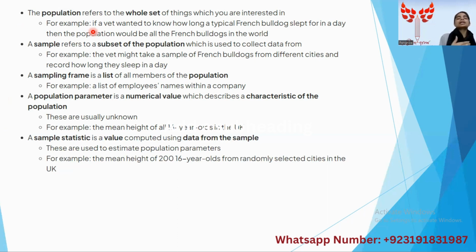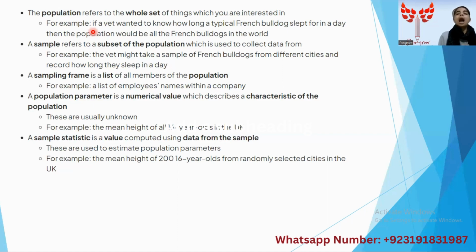Okay? Now, we will look at the next thing, and then we'll come back to this concept in much more detail. A sampling frame is a list of all members of the population. This is very easy. A list of, for example, employees' names within a company. So a list of all the members of the population, because from the sampling frame, you will select your sample. Now, the last two terminologies are important, and that will actually help you make your concept.